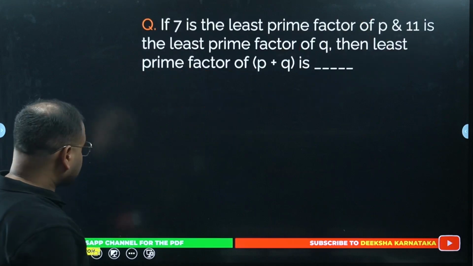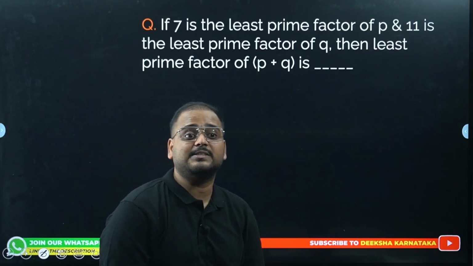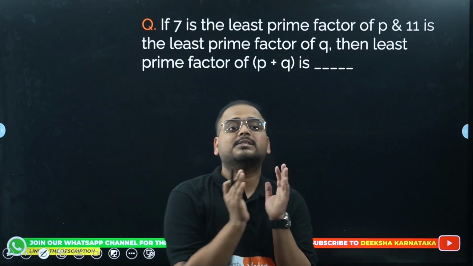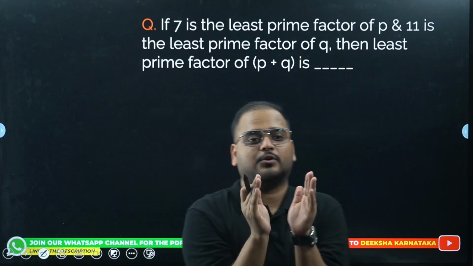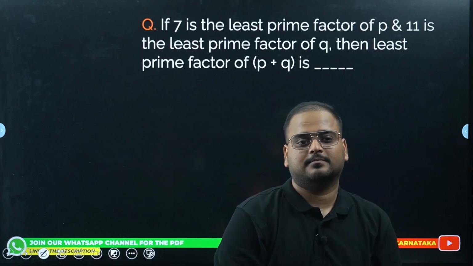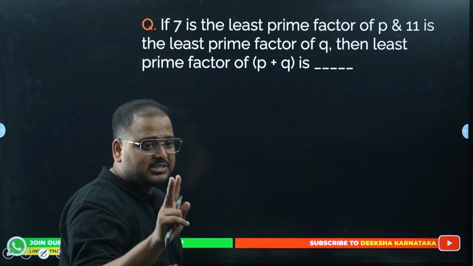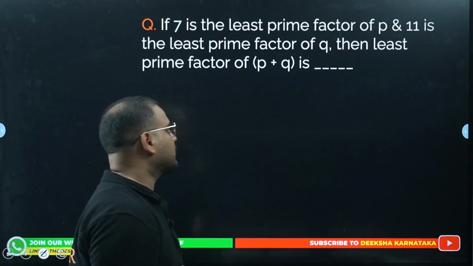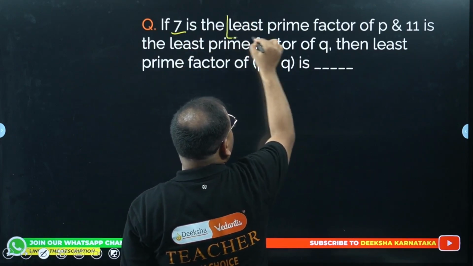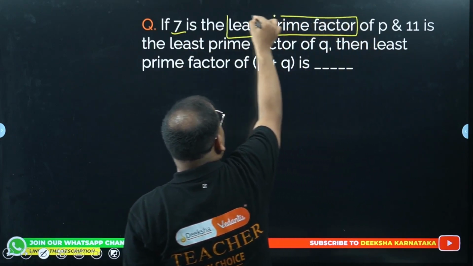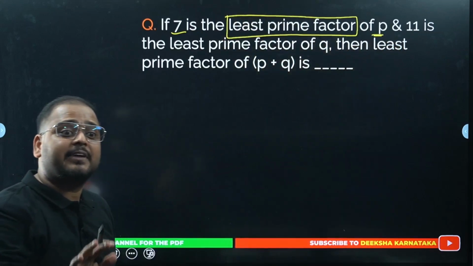Come on. Okay. If 7 is the least factor of P and 11 is the least factor of Q. Now this question doesn't require steps to solve, but it requires your focus, your attention and your little bit of brain. Okay, let's do it. The 2 pieces of information are given in this question. 7 is least prime factor of P. Let's understand what is least prime factor.